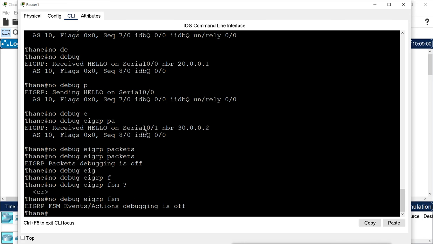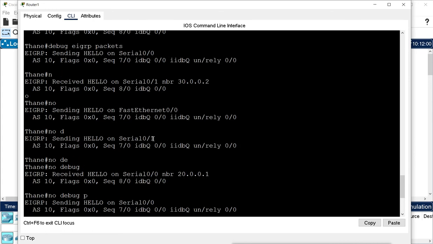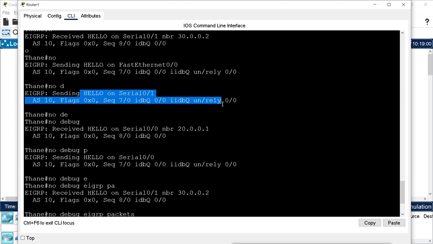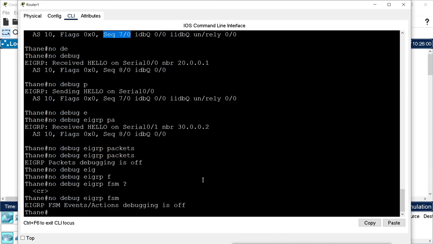So it shows those messages on the terminal, so we can guess what is wrong and what is not working. So we can see that we are getting the hello packets from this router, this neighbor, and also we are getting the request hello packet from this neighbor, and also we are sending the packets. We can check the information like what is the autonomous system number, what is the sequence number. So all these things we can check here after enabling the debugging. So this debugging is for doing the troubleshooting.